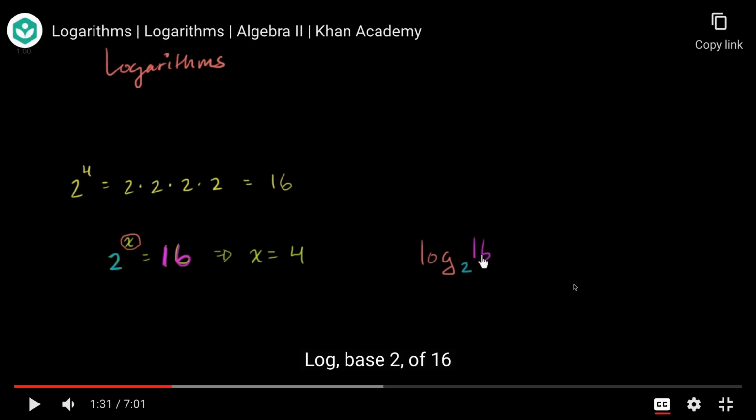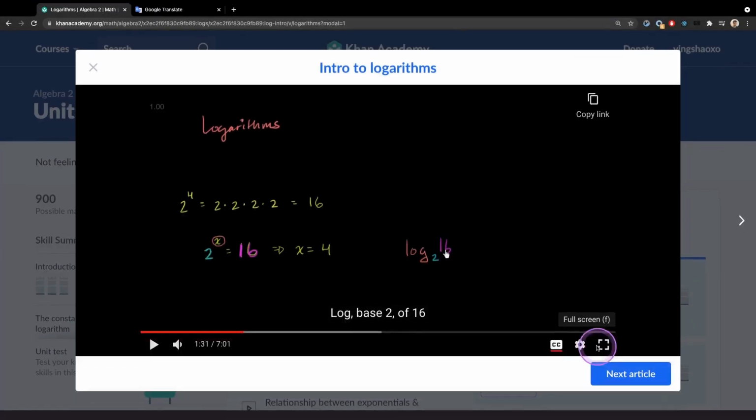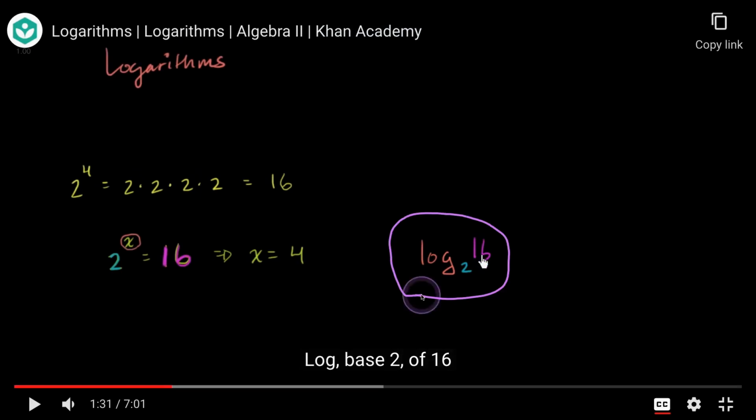Let me pause the video here. For this moment, the most important thing that you could know is how you can read the log expression. You read this as log base 2 of 16. And if you have something like this, you say log base A of B.